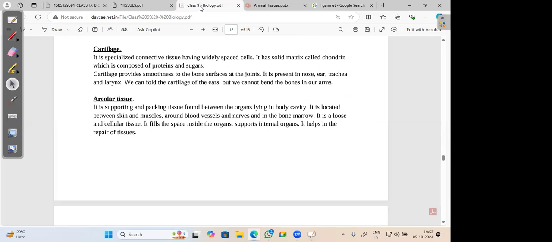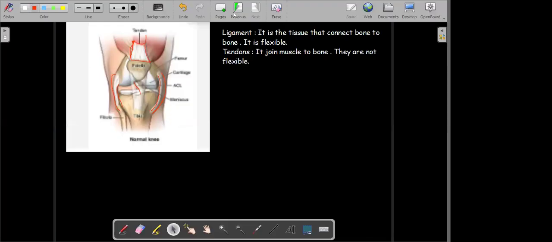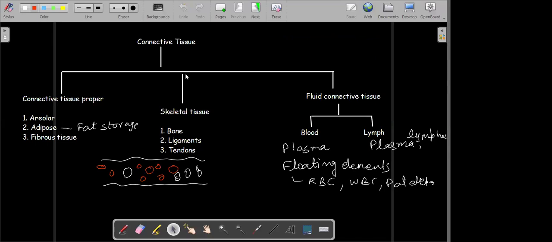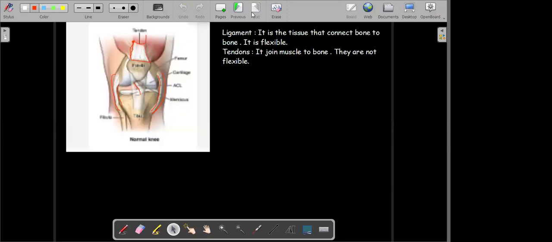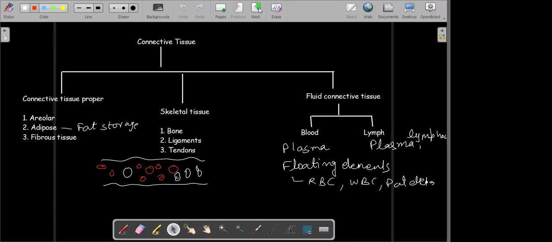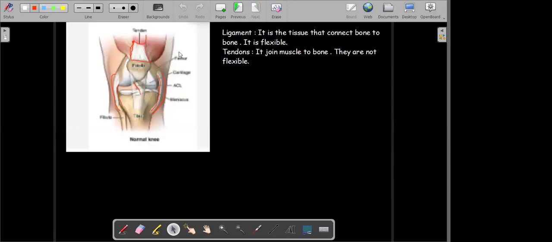Okay, areolar tissue. Let's have a look at areolar tissue also. So areolar tissue, it is supporting and packing tissue found between organs, lying in body cavity. It is located between. So this we'll do, I think, in the next class. It shall be better to do this in the next classes. All right. So everyone has understood what we did today? Yes, sir. Okay. So this table you should remember. If you remember the table, you will be able to get all the connective tissue.